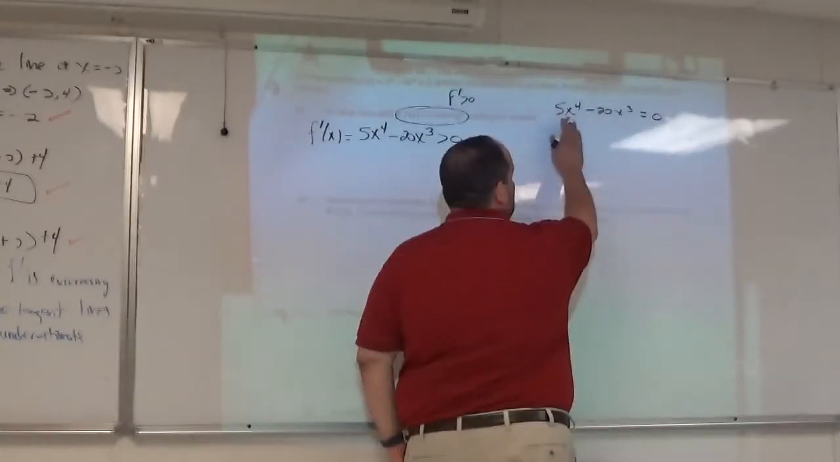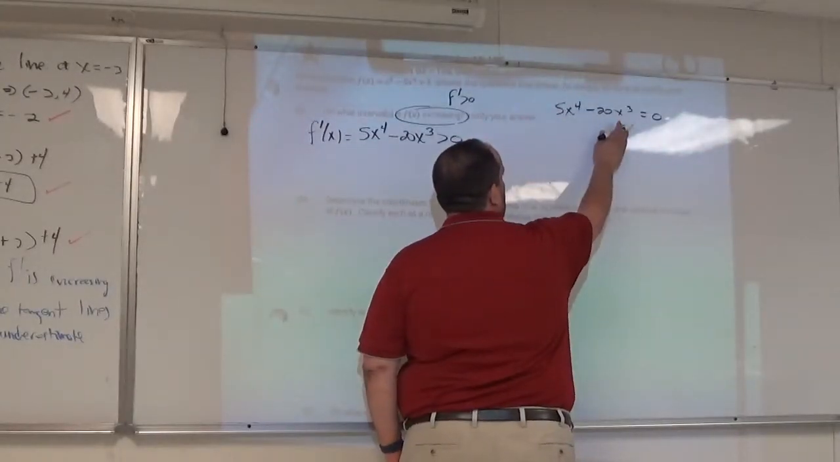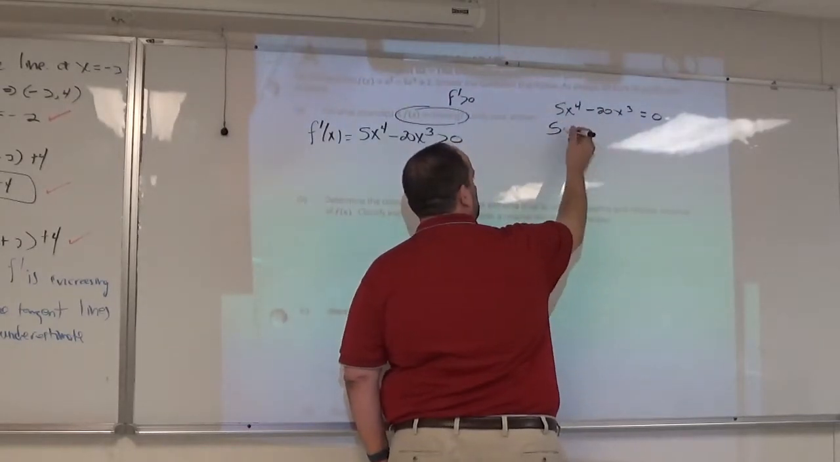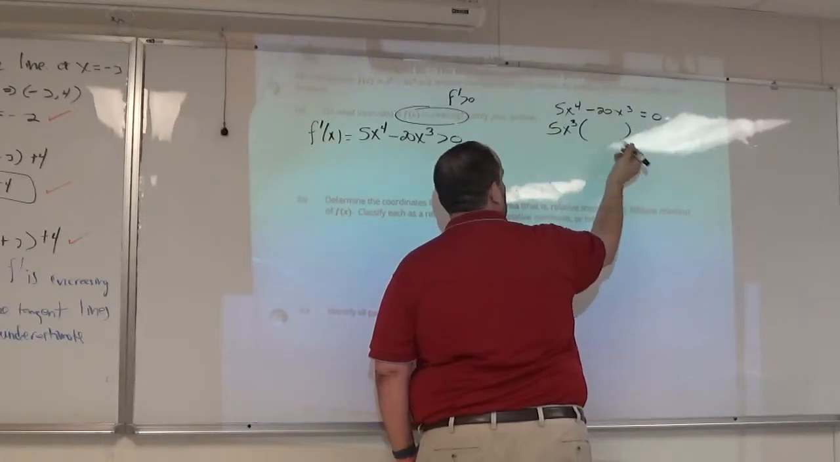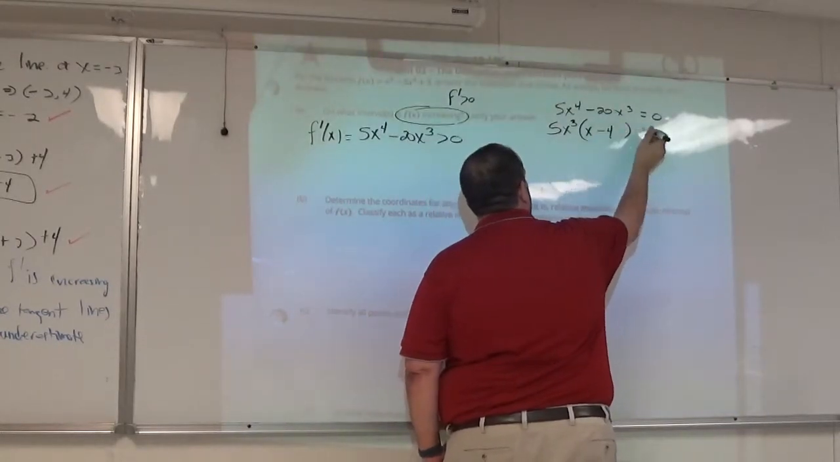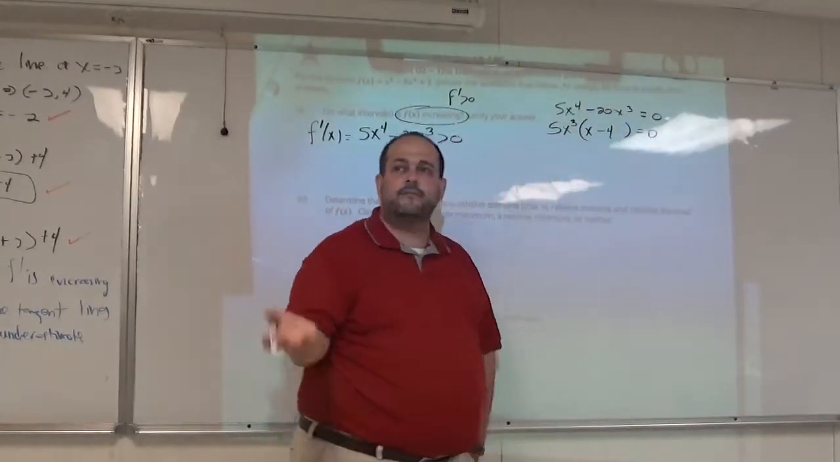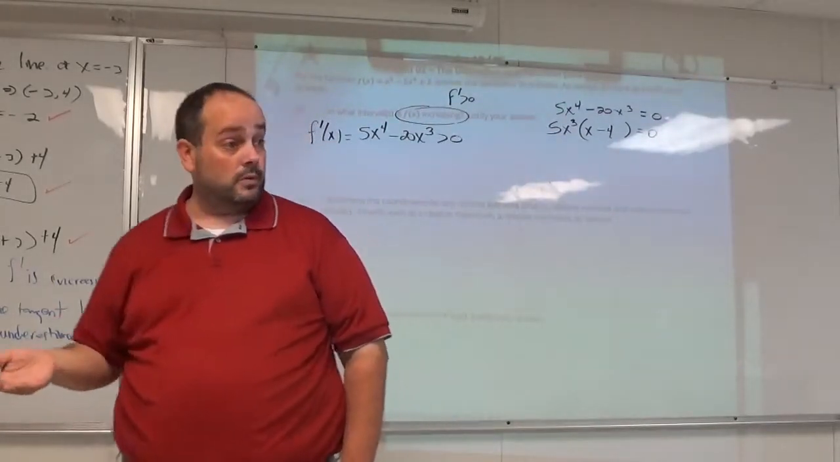Maybe you want to factor. Is there anything I can factor here? 5, anything else? X. 5x cubed, and what it leaves me with is x minus 4. 5x cubed times x minus 4 is equal to 0.